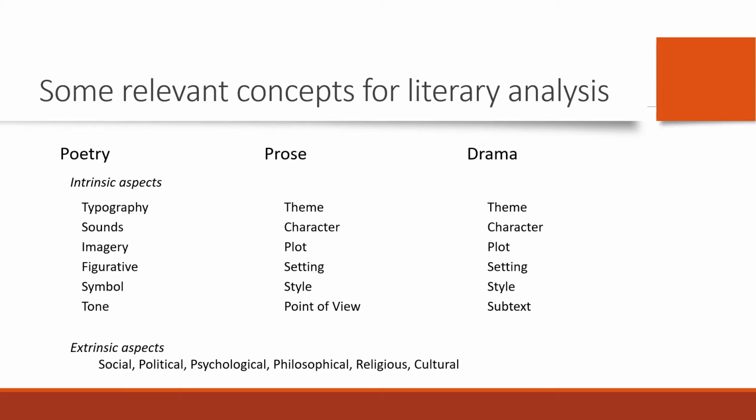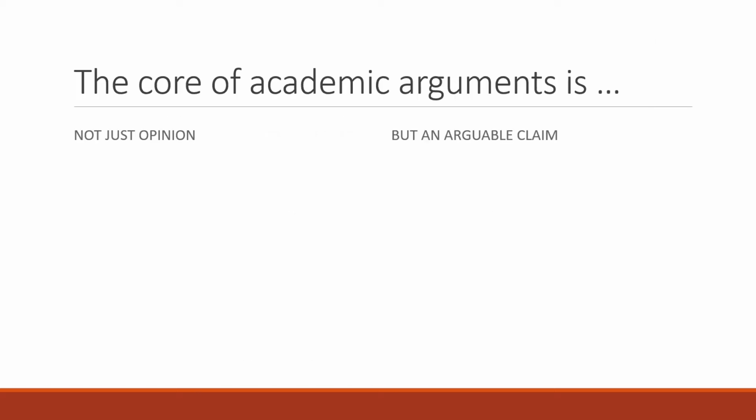But there are also extrinsic aspects of every literary text, and they can be social, political, psychological, etc. So these concepts give you a lens through which you can look at the text and begin to develop some ideas. So let's remember that the core of an academic argument is not just an opinion, but an arguable claim.